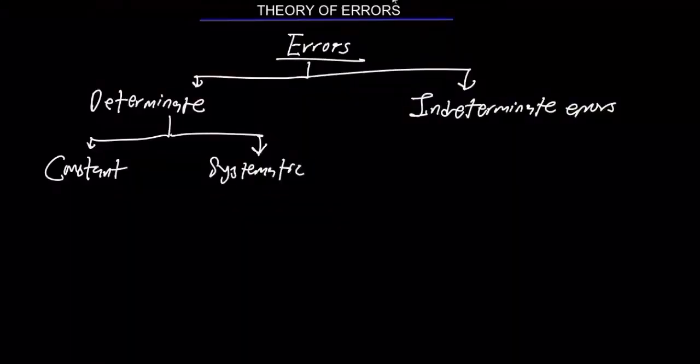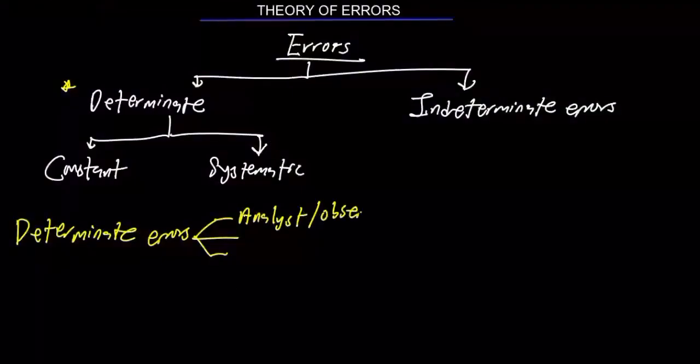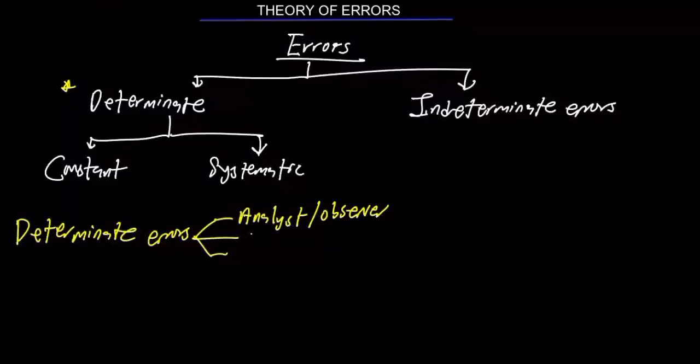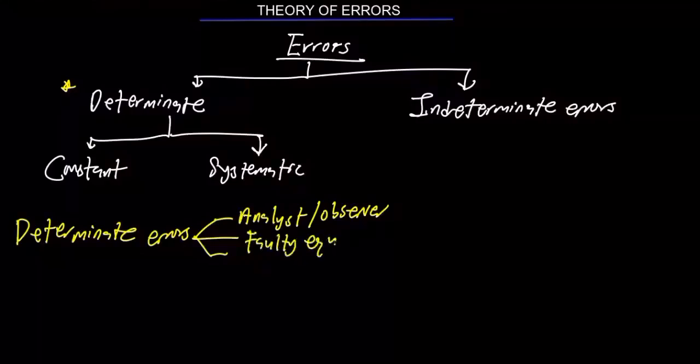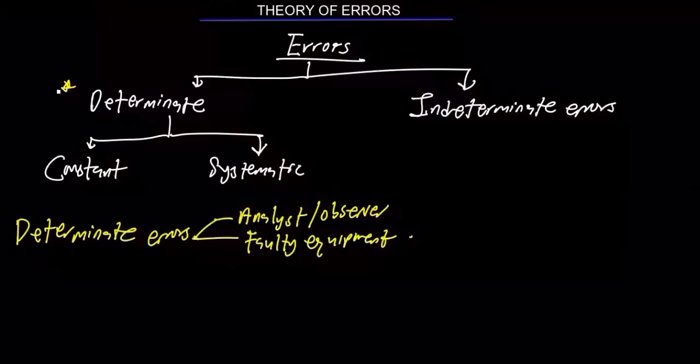So let us start with determinate errors. So what are determinate errors? Determinate errors arise from these three things. Number one, determinate error can arise from the analyst, the person performing the experiment, or you can say from the observer. Also, this determinate error can arise from faulty equipment. So determinate error arises from actual mistakes, either from the observer or from faulty equipment.